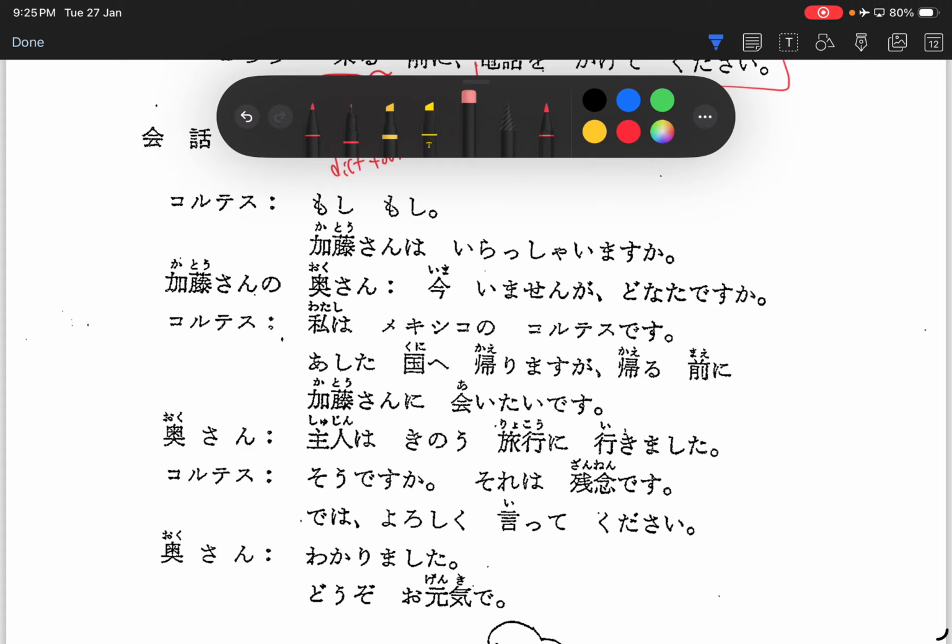Okay, コルテスさん says, もしもし、加藤さんはいらっしゃいますか? Alright, so いらっしゃいます means 有在吗? Basically it's a very honorific version of asking 有在吗? So instead of saying いますか, いらっしゃいますか? That means the person is around, in a very, very polite way. 加藤さんの奥さん replies, 今いませんが、どなたですか? Now いません. That means not around lah. どなたですか? Who is it? So you realize the wife don't say 今いらっしゃいませんが. Instead she downplay and use いませんが.